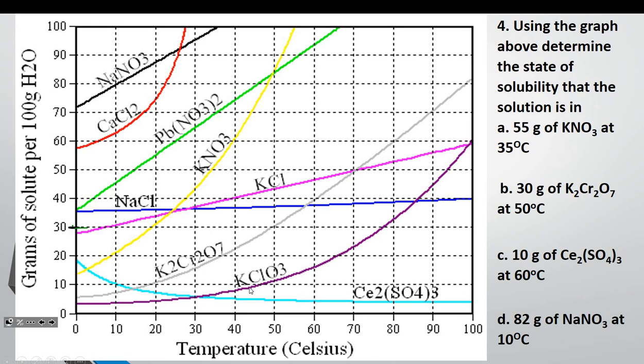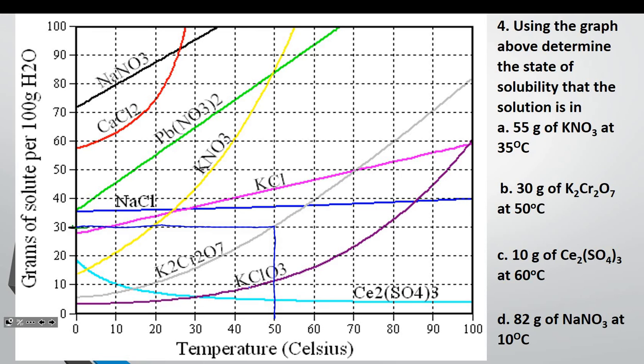Okay, what about B? Look at B. So you're going across here at 30 grams, and we're going to the gray line. And where are we going to the gray line at? 50? So what does that tell me? It's perfect. Saturated. I'm saturated, but I don't have any extra, right? So there's not going to be any solid left over.